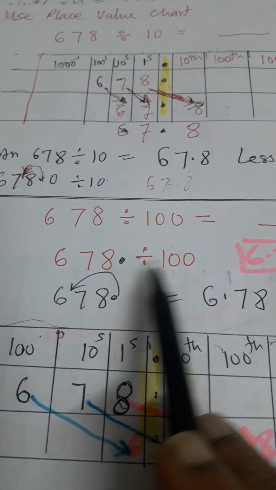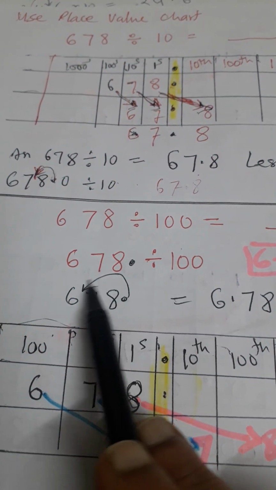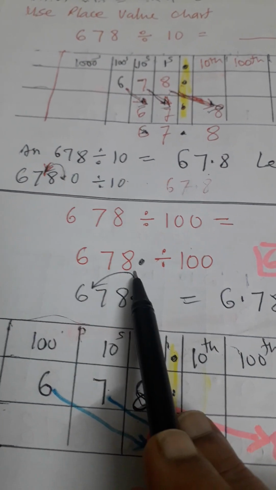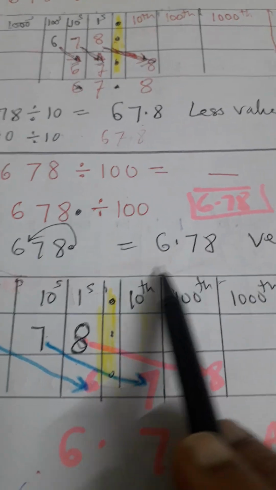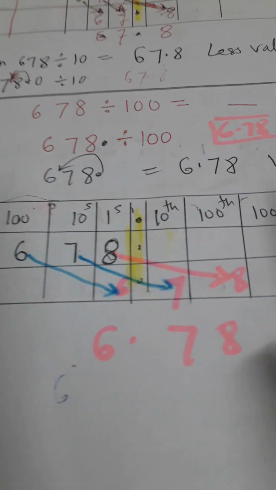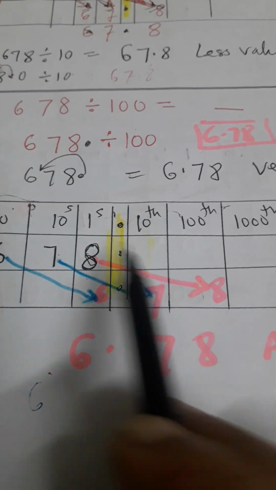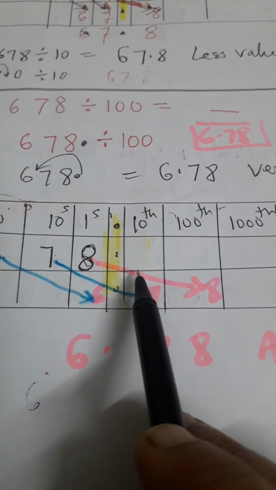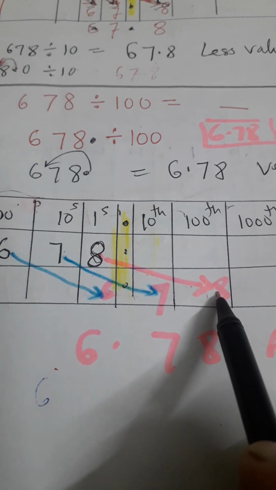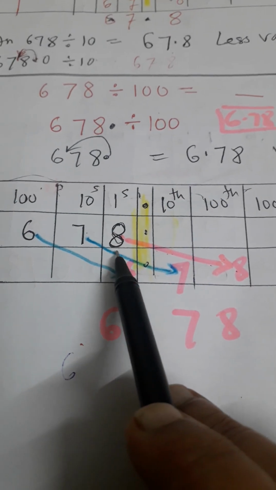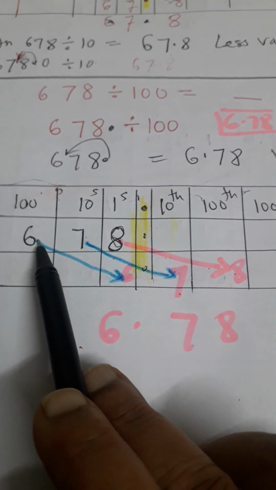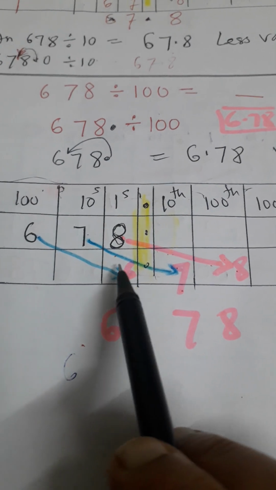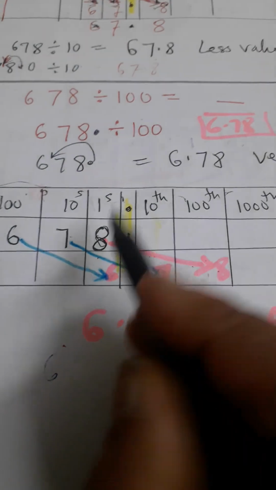And when we divide it by 100, the decimal will come in between, meaning 678 divided by 100 will be 6.78. How? By a 2 column jump. See, this 8 is jumping from this column to this column, so 8 comes here. Now this 7 is jumping from this column to this column, so 7 will be here, and 6 will come to this column, which is the first column, second column, so 6 is here.